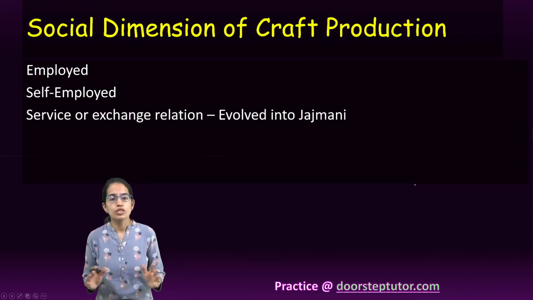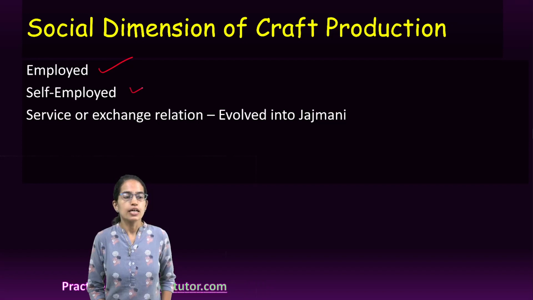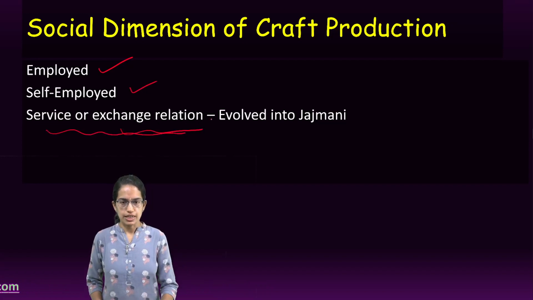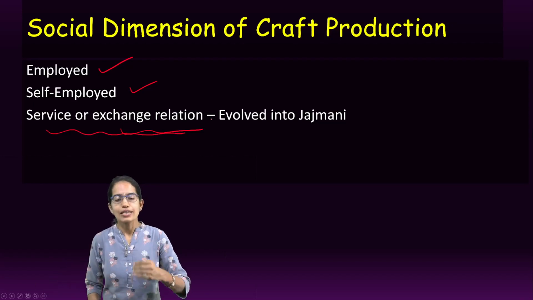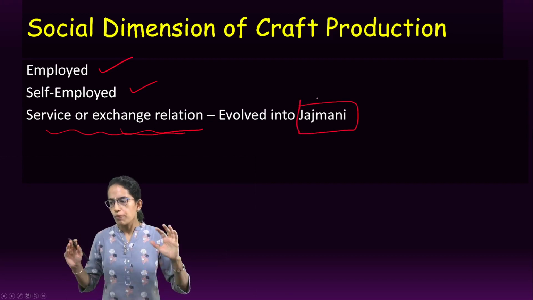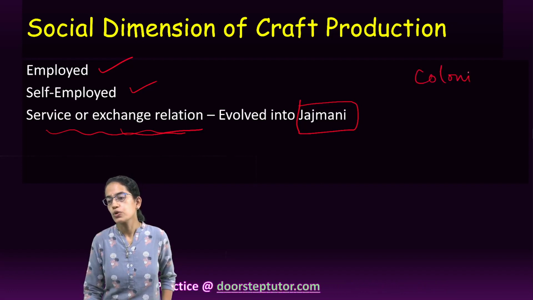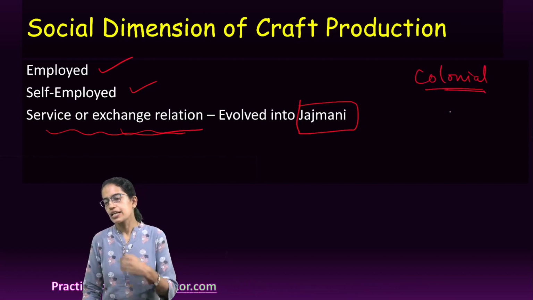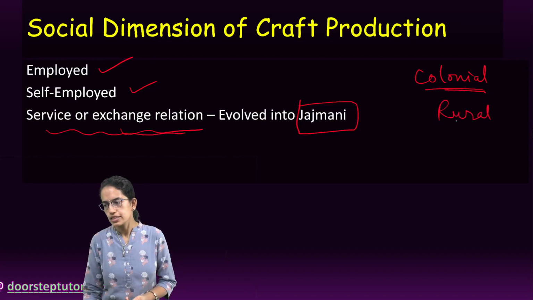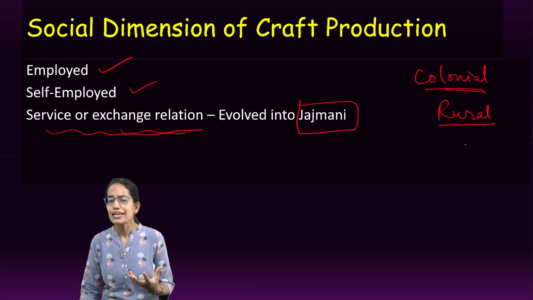Now coming on to the social dimensions, as I said, some of the craftsmen were employed, the others were self-employed. Some were involved in service or exchange relations. That means I would be producing a certain craft, and in exchange for this, give me this. And this later on evolved into a system called the Jajmani system. Now the bulk of craft production took place in India up till the time colonial rule was there. Immediately for the local rural markets, the needs were satisfied and small units were surviving, which were bringing additional income to the family.